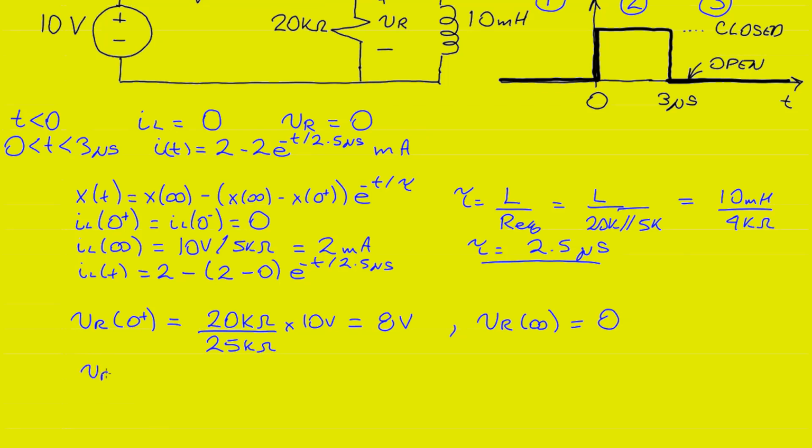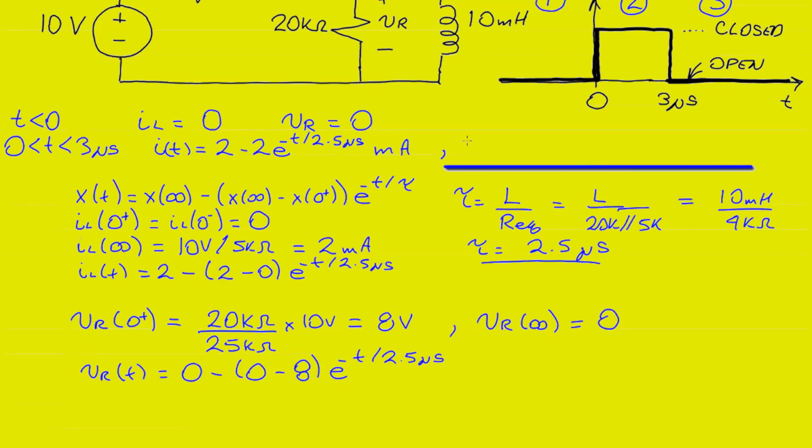Or we can write now that VR as a function of time will be equal to the final value, which is 0, minus the difference between the final value, 0, and the initial value, 8, times e to the minus t over our time constant, and it has the same time constant, or 2.5 microseconds. I can clean that equation up, and we'll put it up here to add it to the other result that we have. VR of t now will be equal to simply 8e to the minus t over 2.5 microseconds. And the value will be in volts.